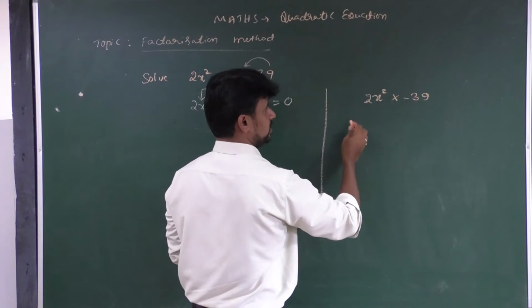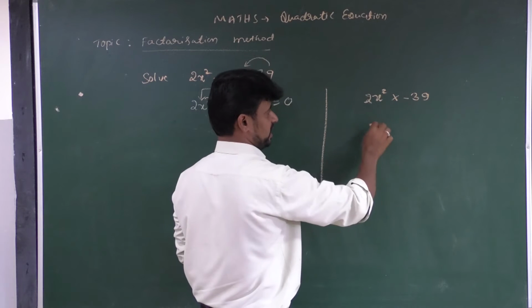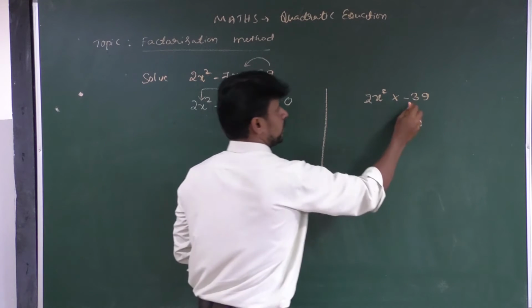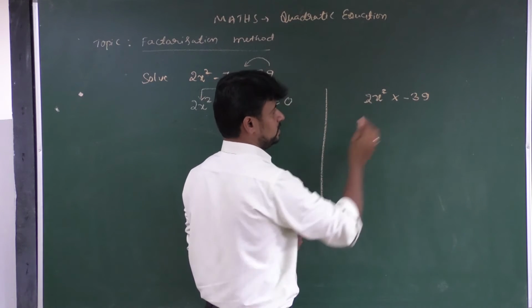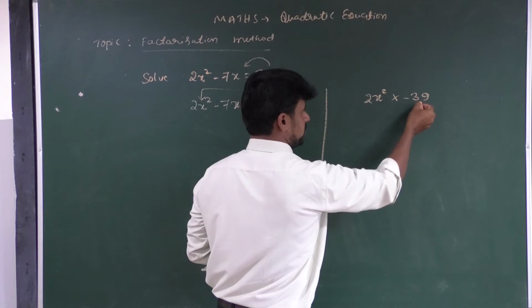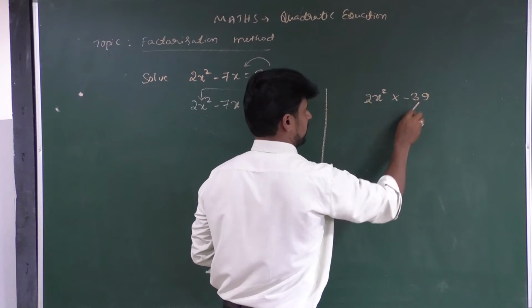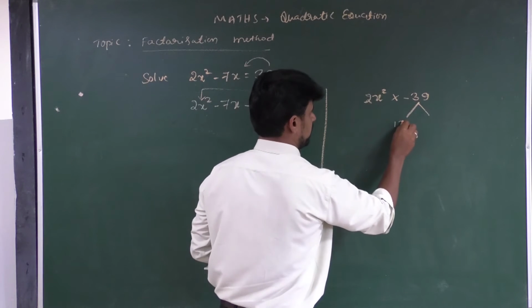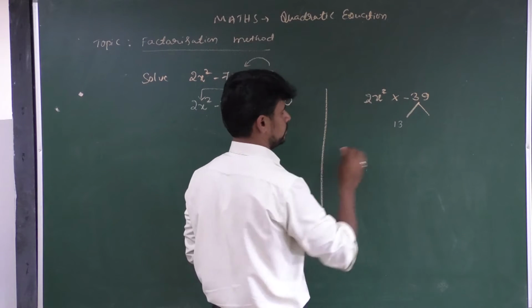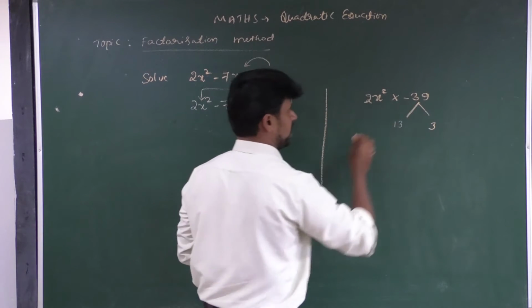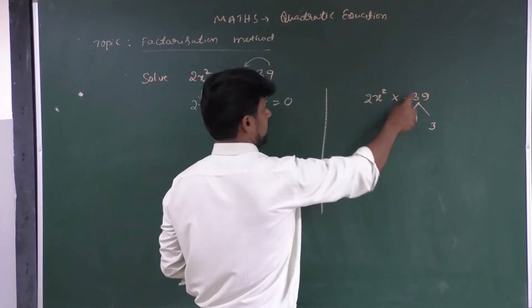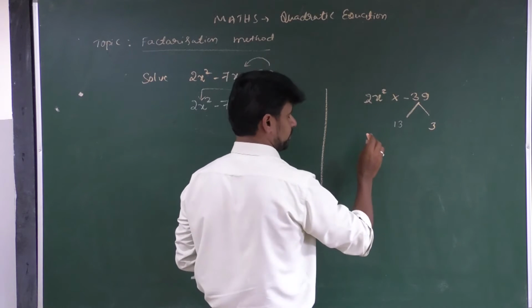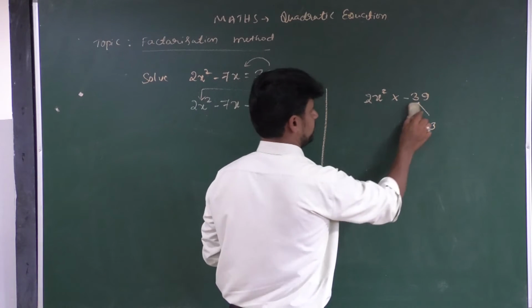How can you simplify this 39? Very simple. 39 will come in the 13 table. See this side, all of you. 13 threes are 39. Otherwise another method is there, a very simple method.